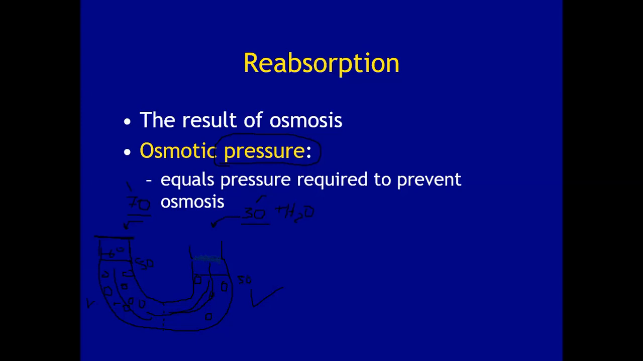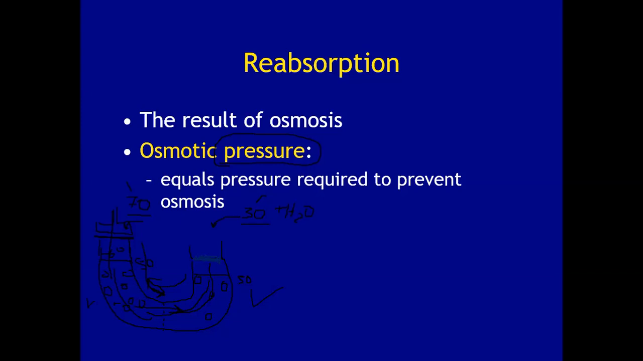Okay, now, what if I put a plunger over here on this side? Put a plunger here. Could I push down on this and force water back across? Yes. I could do that. So that pressure that it takes to stop this going back across means that there's a pressure that happens when we moved it across. We call that osmotic pressure. Pressure that is required to prevent osmosis from happening, osmotic pressure, okay?